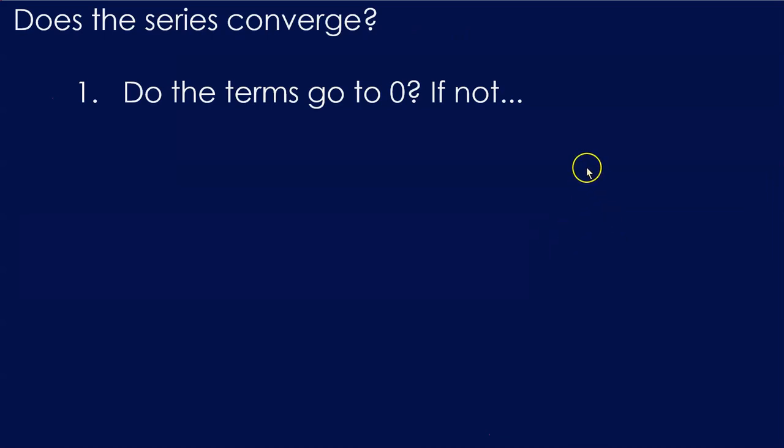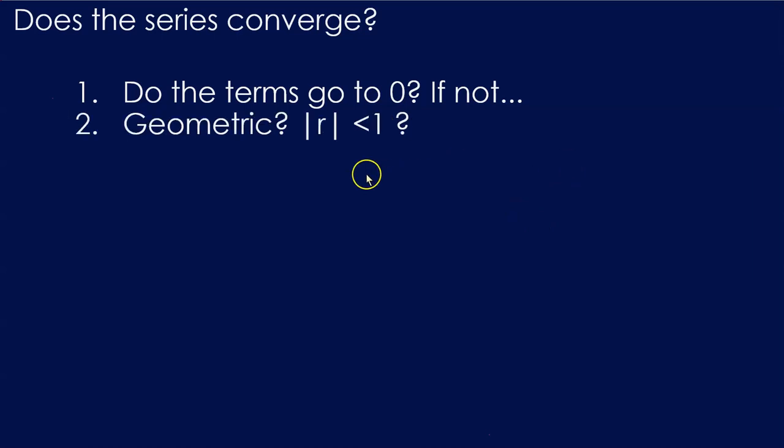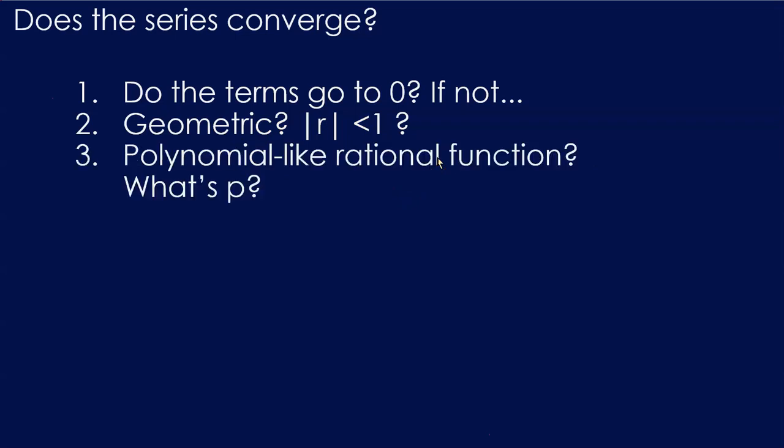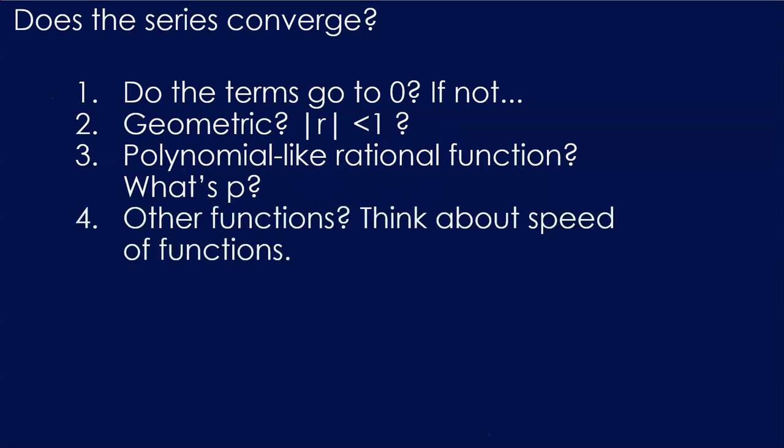So let's look at some examples, or ask some questions of ourselves. Do the terms go to 0? If not, diverges. Is it geometric with r less than 1? If not, diverges. Is it a polynomial-like rational function? And what's your p? Then it's based on the p-value. I'll show you what I mean by polynomial-like in a minute. And for other functions, you want to think about the speed of the function. Who's faster? If it's fast enough to go to 0, it's fast enough to converge, as long as we're not talking about polynomials. Okay. So let's look at some examples.